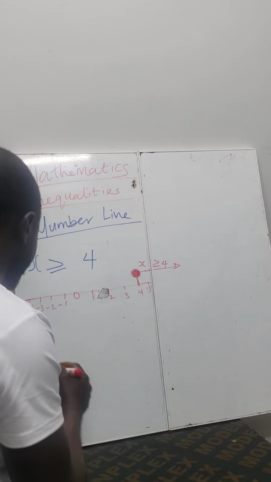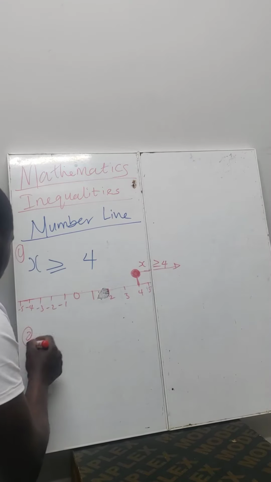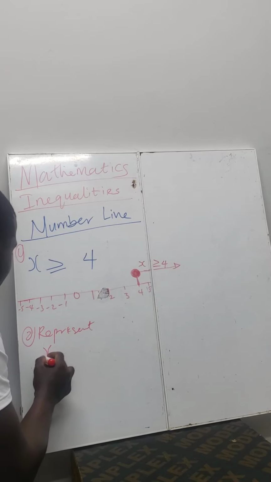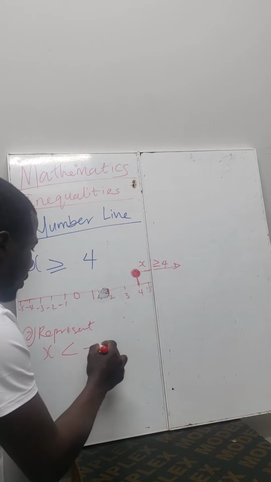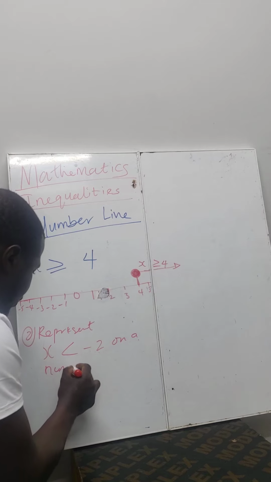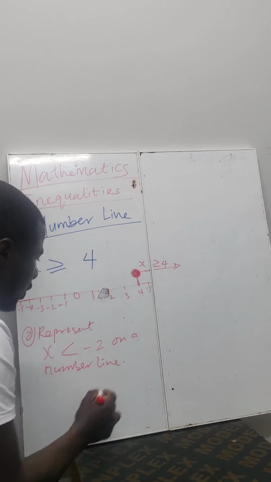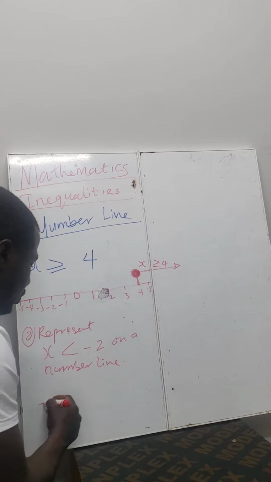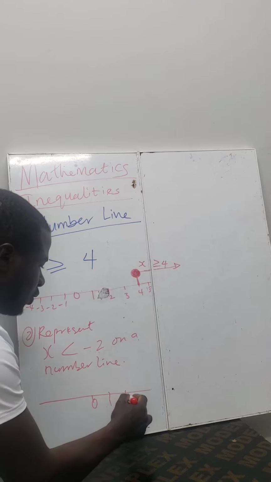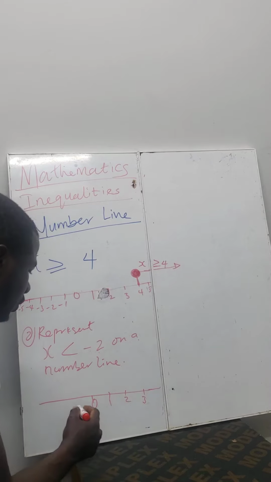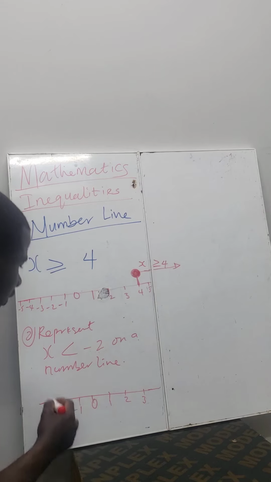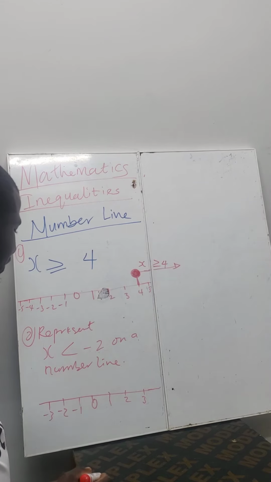Let us look at question number 2. Represent x less than minus 2 on a number line. We draw our number line this way. Let 0 be at this side: 1, 2, 3, and so on. Then the negative side: minus 1, minus 2, minus 3. X less than minus 2.